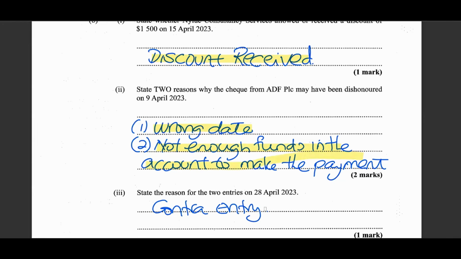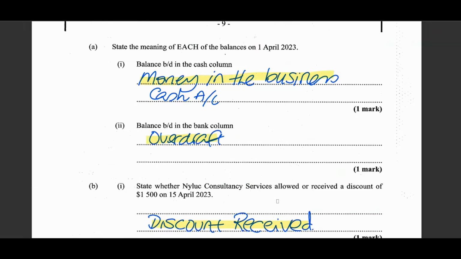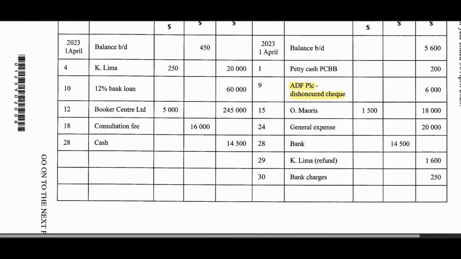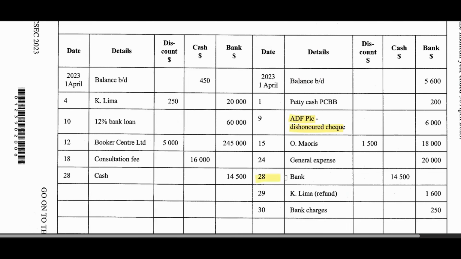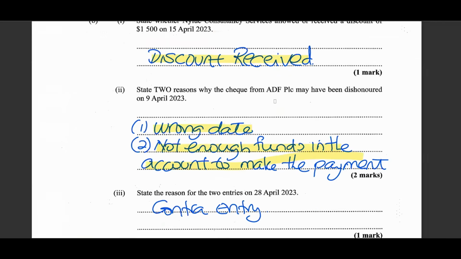State the reason for the two entries on April 28th, 2023. Let's have a look. Let's see what's going on. April 28th, we have a bank here. Money coming out of the cash, going into the bank, and then money actually going into the bank coming from cash. That's what the 28 means. Now, you guys know whenever you see entries like this, it is referred to as a contra entry. And that was the suggested answer that we would have used. It is a contra entry.